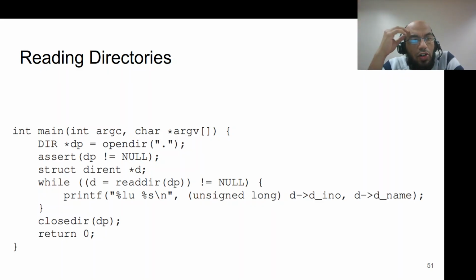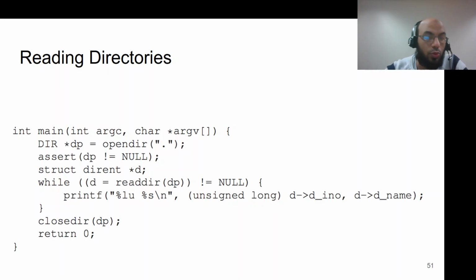Okay, this is your main function, and you create a directory pointer dp, and basically dp is a pointer to a directory, and you call a syscall that is called opendir, which basically opens the directory. It's just like open for a file, but it's opendir, and you pass to it dot. So right now you're programmatically having a pointer to yourself as a directory. And then you assert that dp is not equal to NULL.